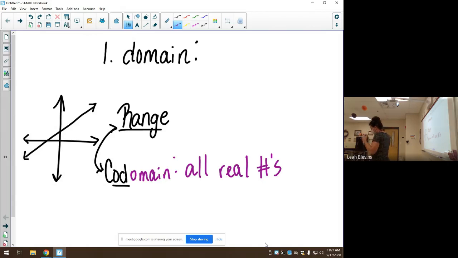So identifying the domain. What would my domain be? Do you remember from Algebra 1? The x values. My domain is my x values. So I'm looking for all of the values of x on this function. Is there any value that's not going to show up on this function? No. So we automatically know that it is all real numbers.